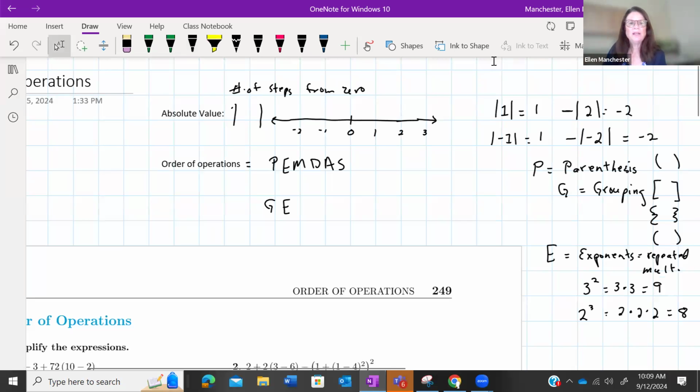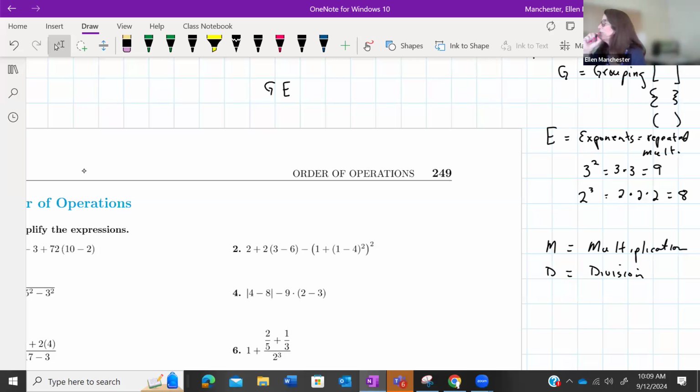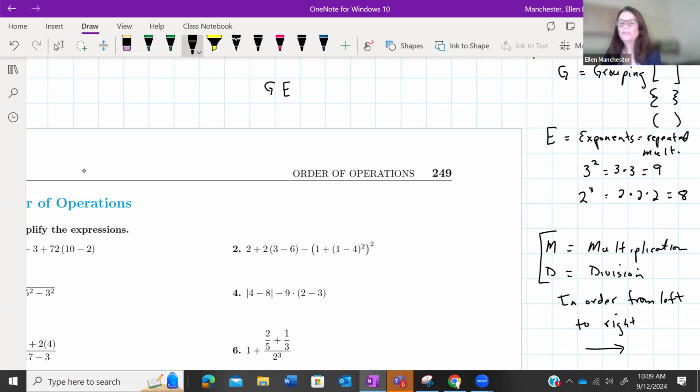The M and the D are what? Good, so M is multiplication. D is division. Here's where it gets confusing. You do your multiplying and dividing in order from left to right. Okay, so just like you're reading a book, right? You're taking it in order from left to right. So if you see division first, you're going to do the division first. If you see multiplication first, you're going to do multiplication first.